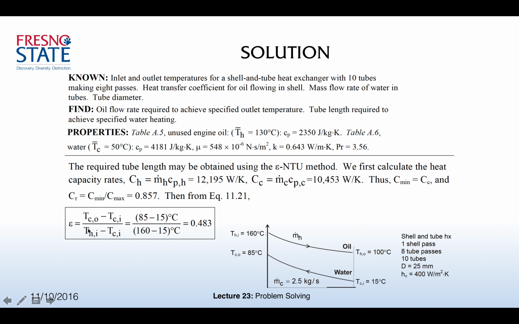And therefore, the C minimums cancel each other, and epsilon is calculated as T cold out minus T cold in divided by T hot in minus T cold in, which is the actual temperature difference for the water divided by the maximum possible temperature difference. Therefore, we have 85 minus 15 degrees Celsius divided by 160 minus 15 degrees Celsius. The effectiveness of our heat exchanger is going to be 0.483. That's our effectiveness. I can use my epsilon to find my NTU.